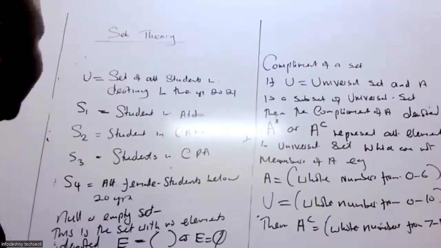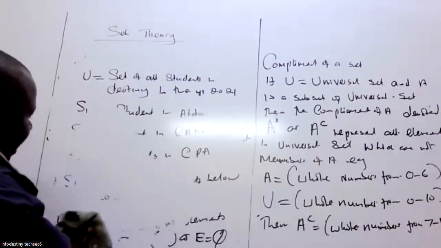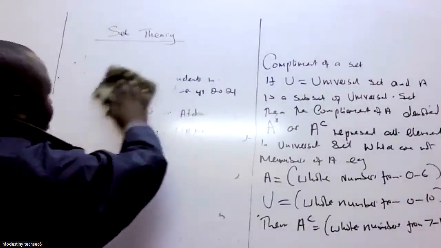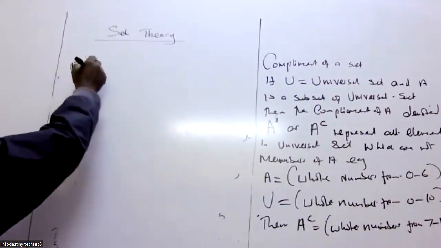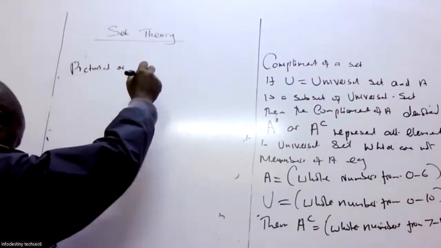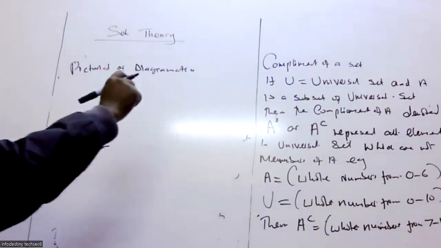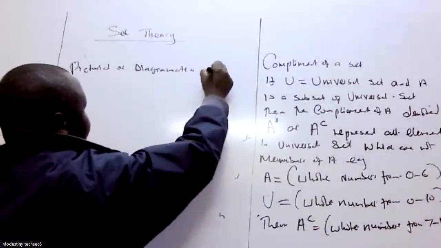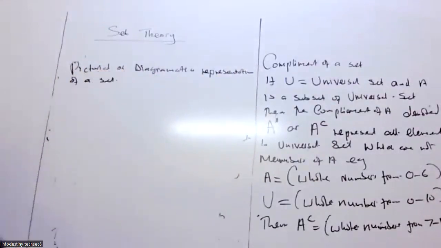Now, next, we are going to look at pictorial or diagrammatic representation of a set. This particular set will always be represented in the form of a diagram. So we are going to have those two diagrams, which you must understand.